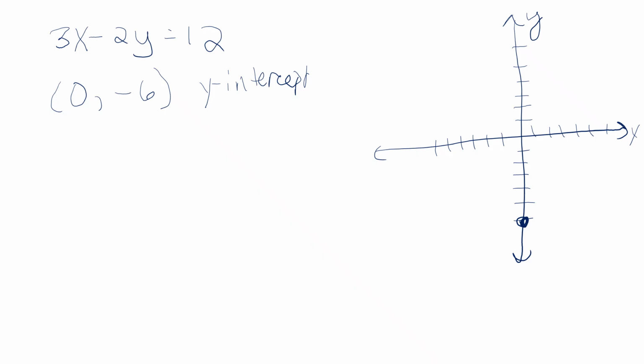One thing I wanted to point out too, this x and y-intercept idea is for any shape. We're focused on lines here, but you can find the x and y-intercept for a parabola, for a circle, for whatever kind of shape you're needing to graph.